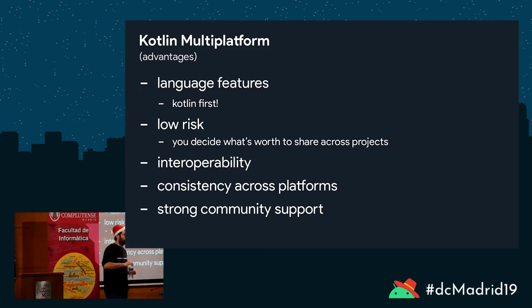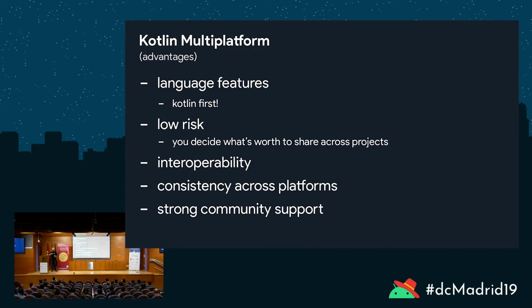For instance, you can just share your network model, or you can just share your preference. You don't need to share your entire logic. Honestly, my advice will be start small in what you want to share. It's interoperable. You can interact directly without any problems. And you've got consistency across all platforms. And for me, another of the biggest, strongest points here is that you have really strong community support.